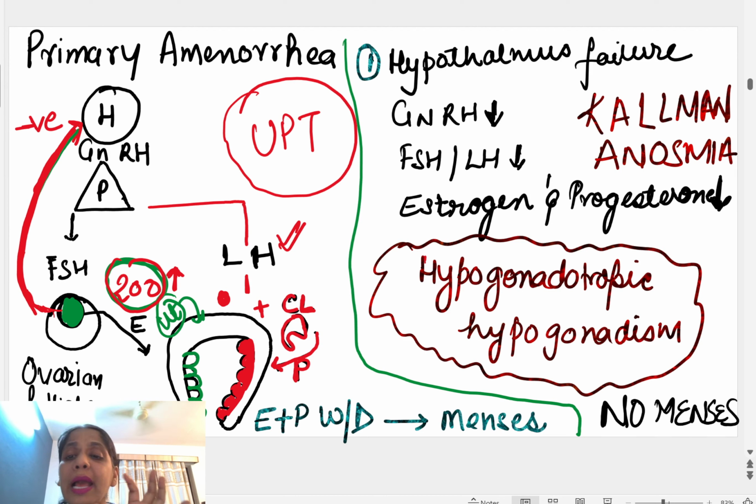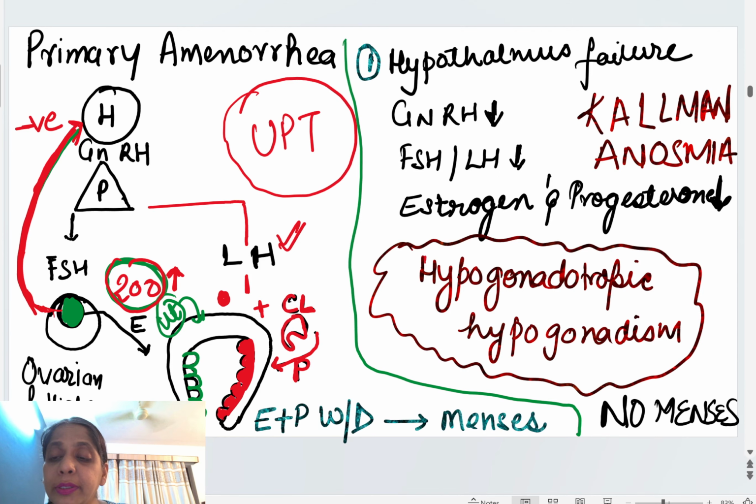A question has come on this in NEET PG 22. High chances are a question will come to you also. So in this Kallmann syndrome, you only need to remember that the hypothalamus fails, GnRH is less, so FSH, LH, the gonadotropins are less, and estrogen, progesterone are also at a low level. So it is a condition of hypogonadotropic hypogonadism. And here the patient will not have secondary sexual characteristics, and will not have any menses. I hope it's clear.